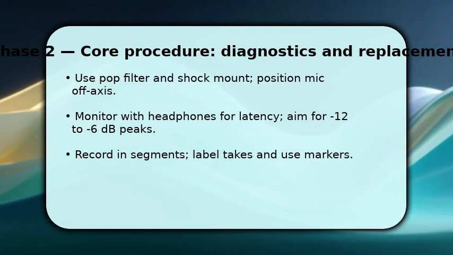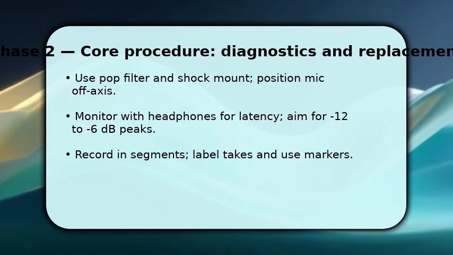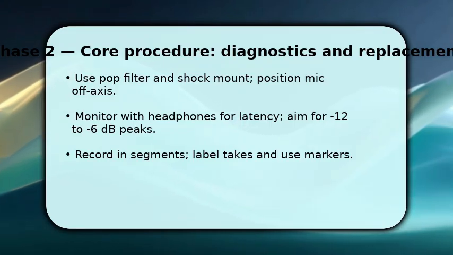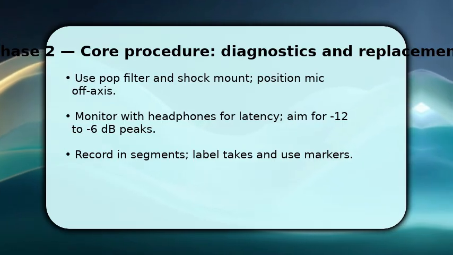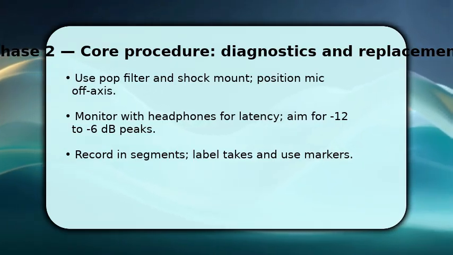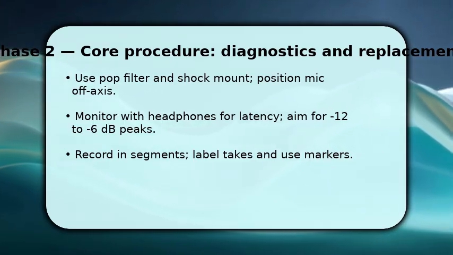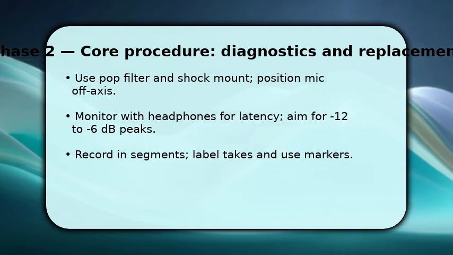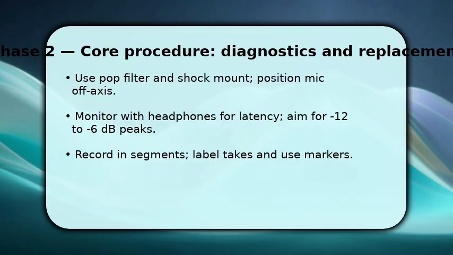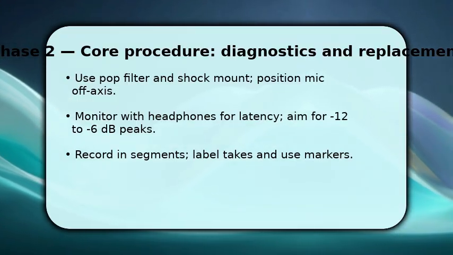Now record with intent. Wear closed-back headphones and monitor live to catch clipping or background noise. Speak to the mic consistently. Keep mouth distance steady and use a pop filter to control plosives. Make sure peaks sit around -12 to -6 dB so you retain dynamic range. If latency distracts you, enable direct monitoring.